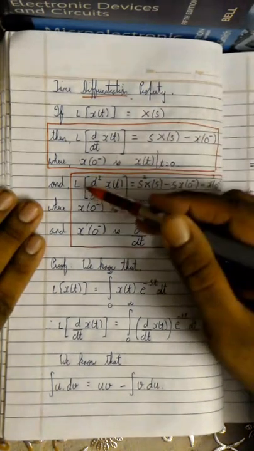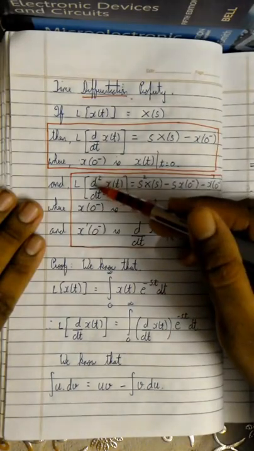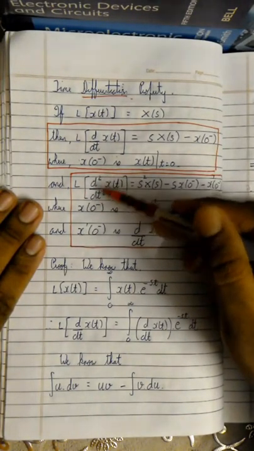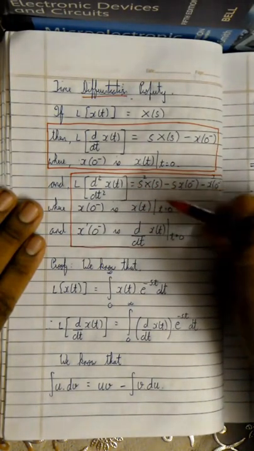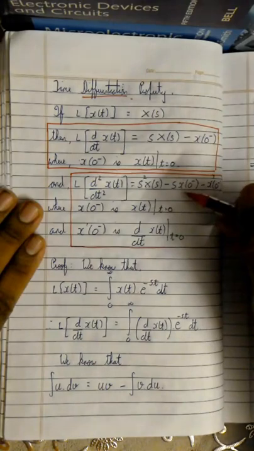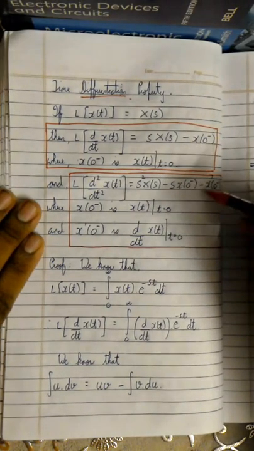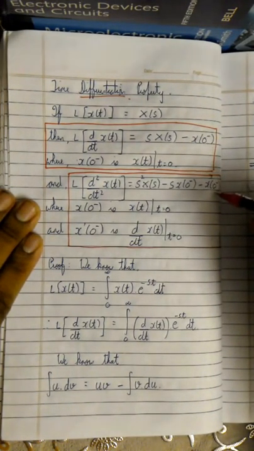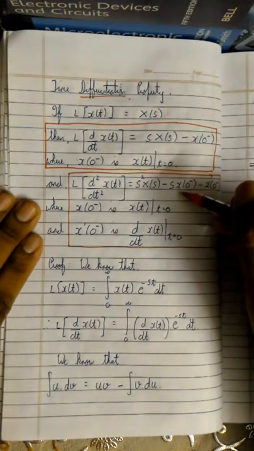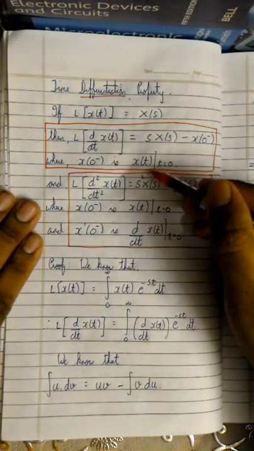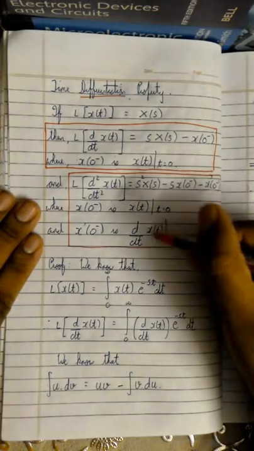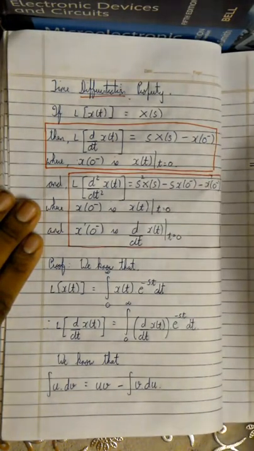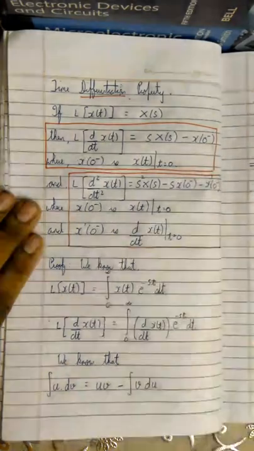And likewise the Laplace transform of the second derivative d square by dt square of x of t is equal to s square X of s minus s into x of 0 minus minus x dash of 0 minus, where x of 0 minus, like before, is x of t at t equal to 0, and x dash of 0 minus is the differentiation of x of t at t equal to 0. This is how you can see the similarity between these two equations.